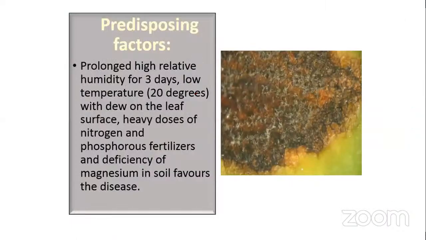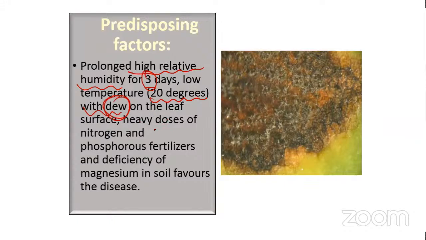So what are all the predisposing factors for this particular disease, right? As you see, most of the fungal pathogens will prefer high relative humidity. It should not be generalized, though. Prolonged relative humidity for just 3 days is more than enough, because in Kharif, usually the relative humidity will be very high, right? So 3 days is very mere, so it can easily be met. Then low temperature of 20 degrees Celsius, with dew. So the dew timings also differ.